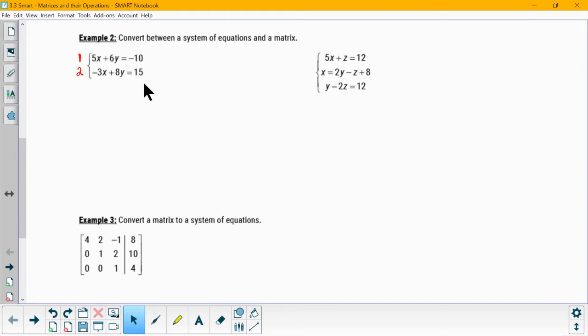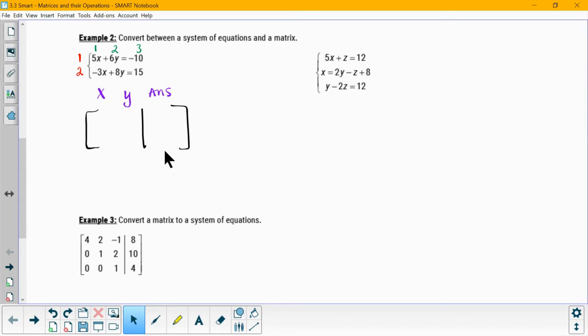And we get our columns from how many variables are there. We have variable x, we have variable y, and we have our answer. So what I'm going to do is format my matrix to look similar to my system of equations. I'm going to have a column for my x coefficients, a column for my y coefficients, and a column for my answers. Typically, you'll see a line that is separating the variables from the answers.